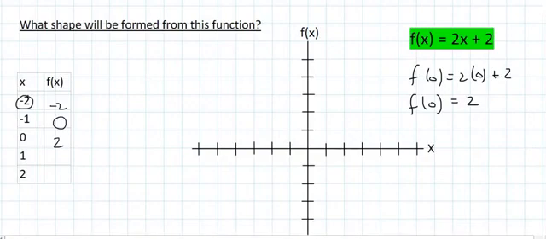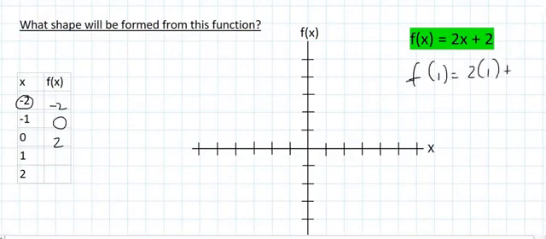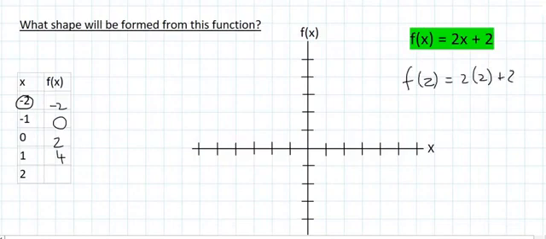Then we're going to plug the number 1. Wherever we see x, we'll place a 1 over there. And 2 times 1 is 2, plus 2 is 4. And so the output number is going to be 4. And then lastly, we're going to plug an x value of 2 into this equation. That's going to give us 2 times 2, which is 4, and 4 plus 2 is 6.